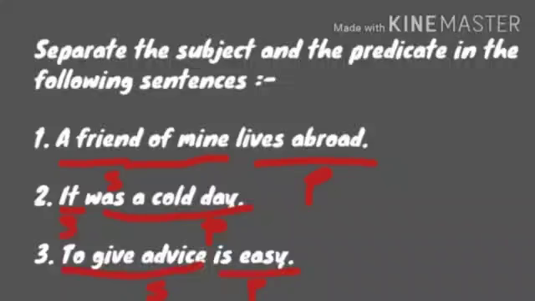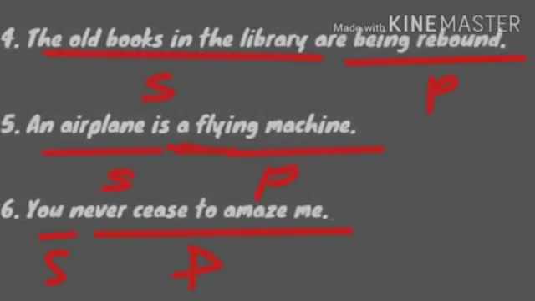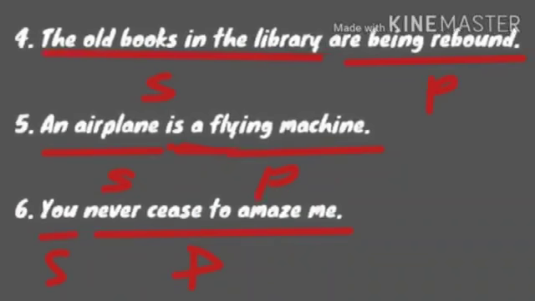Sentence number 3. To give advice is easy. Now what is the subject here? To give advice. What is the predicate? Is easy. So what is easy? Giving advice is easy. So to give advice is the subject here, and what is the predicate? Is easy.